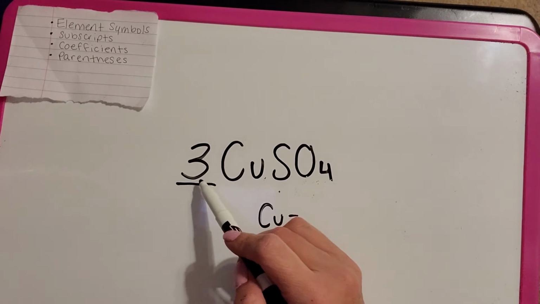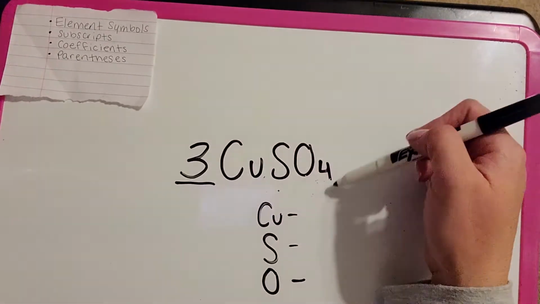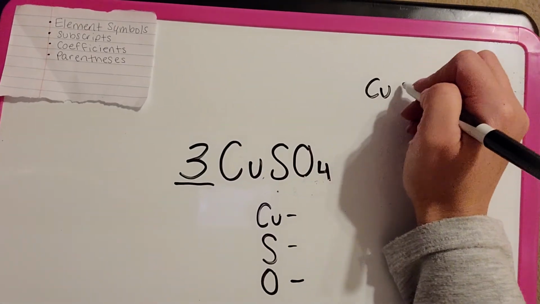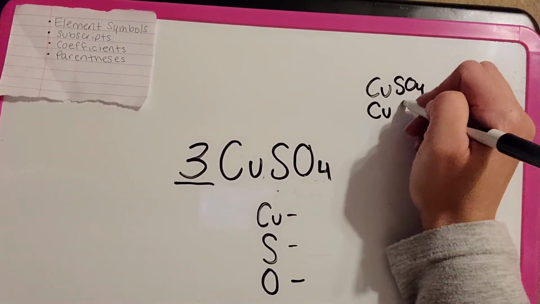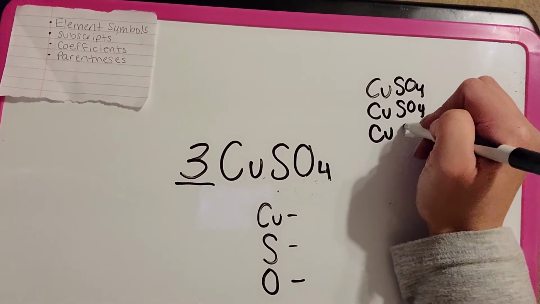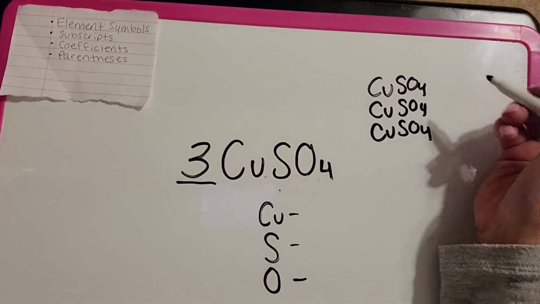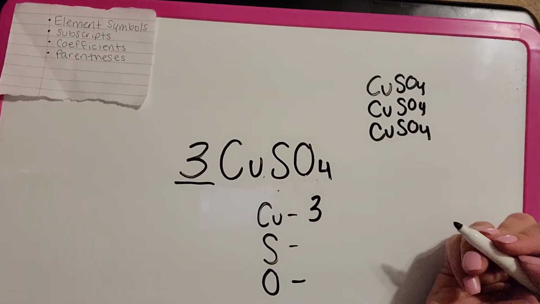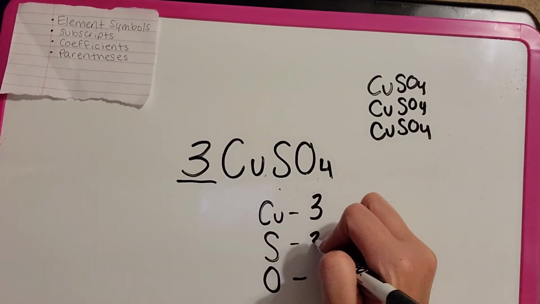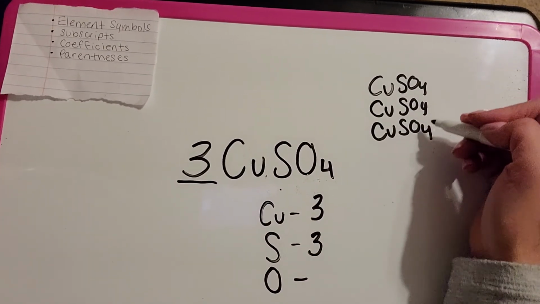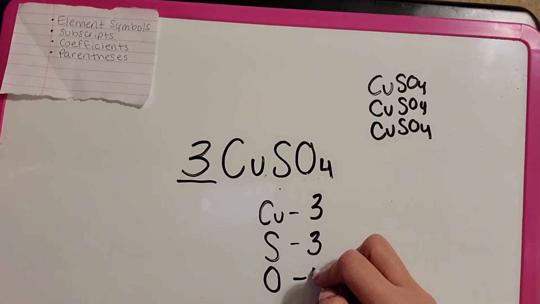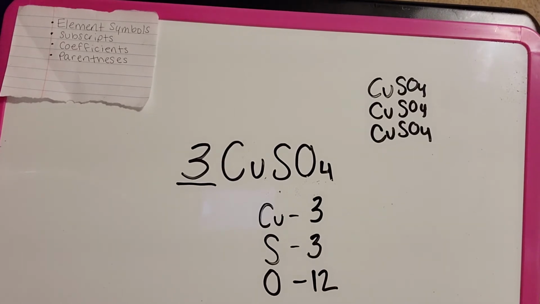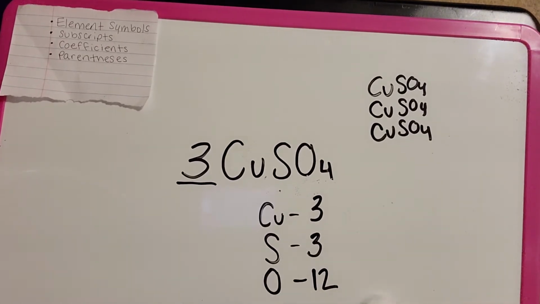The 3 means that we have 3 of the entire copper 2 sulfate. So it's really saying CuSO4, CuSO4, CuSO4. It's like we have 3 of this molecule. So the copper total is going to be 3. The sulfur total is going to be 3. And then the oxygen total is going to be 3 times 4, so that's 12. That is how to count atoms in a regular formula with a coefficient.